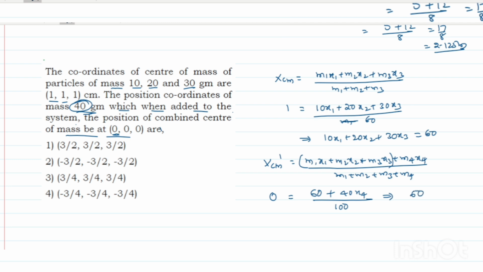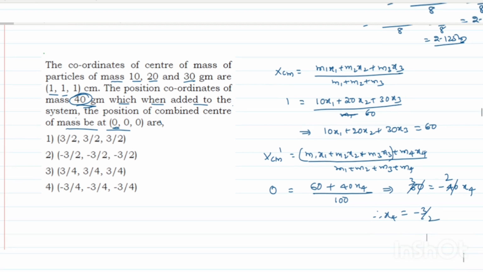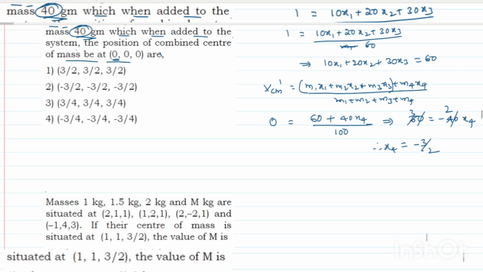When you put 100 into 0 it will be 0, so here 60 will be equal to minus 40 into x4. You can take this 10 gets cancelled, 2 3s are 6, 2 2s are 4, so here the x4 value will be minus 3 by 2. In the same way, when you are calculating YCM and ZCM, taking Y4 similarly, Y4 equals minus 3 by 2, and Z4 also will be minus 3 by 2. So minus 3 by 2, minus 3 by 2 and minus 3 by 2 is the correct answer.